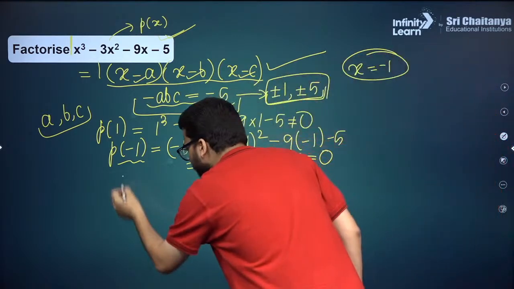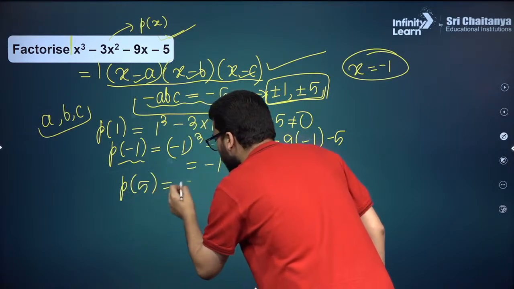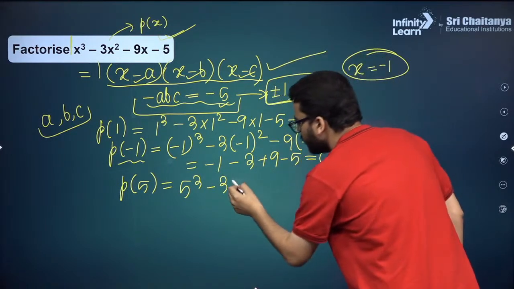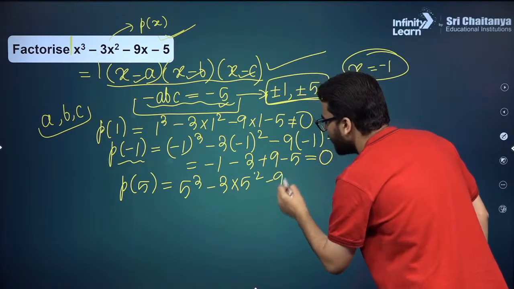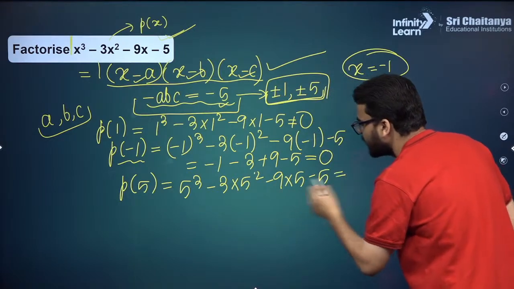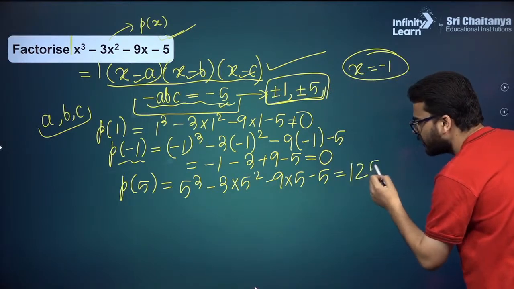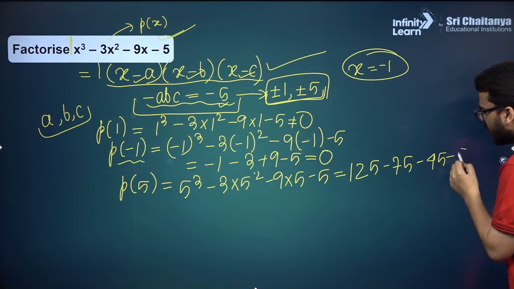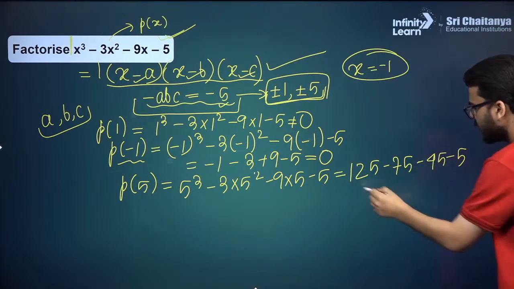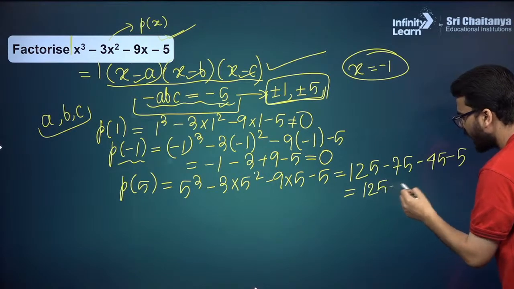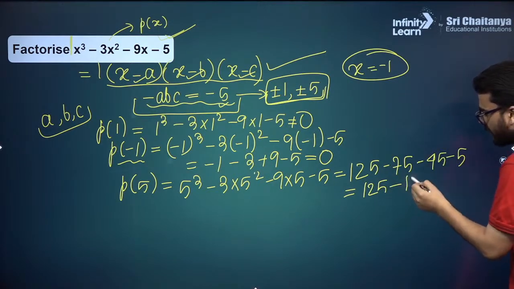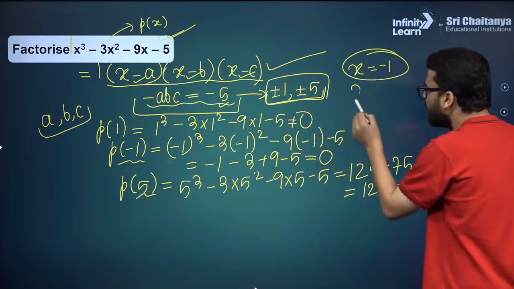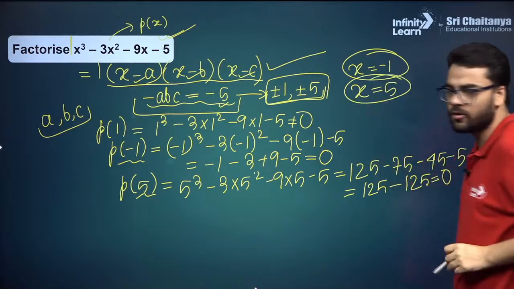Now can I find P of 5? P of 5, what is that coming out to be? 5 cube minus 3 into 5 square minus 9 into 5 minus 5. What is that coming out to be, guys? You see, this is 125 minus 5. So what is this coming out to be, guys? Can you tell that? So I think this is 125 minus 125 only, that is coming out to be 0. So what does it mean? It means that x is equal to 5 is also a 0 of this polynomial. You got it?